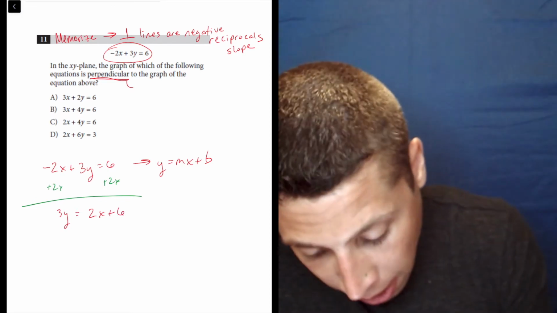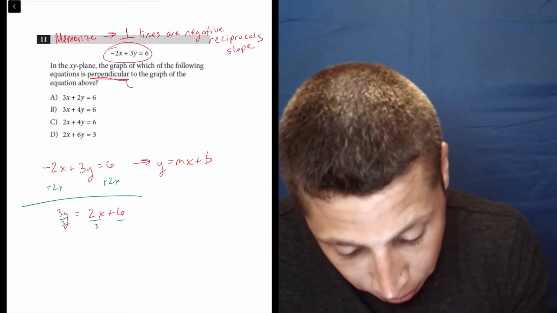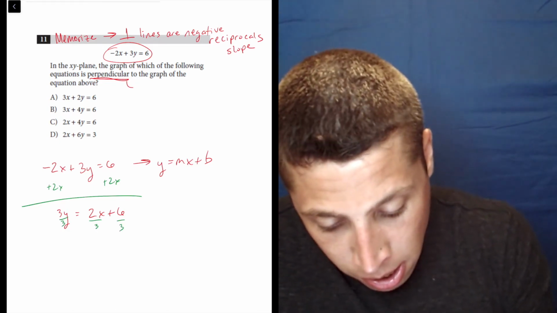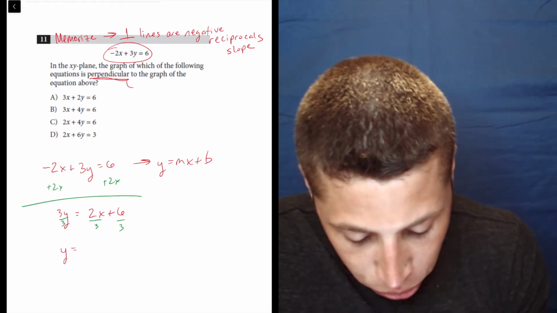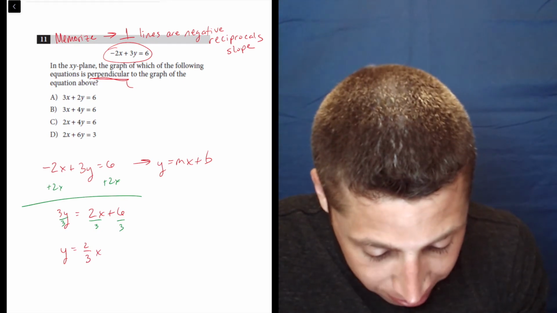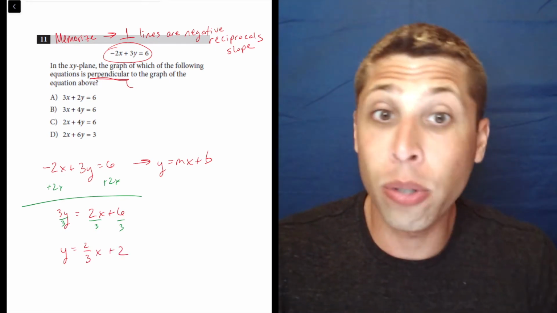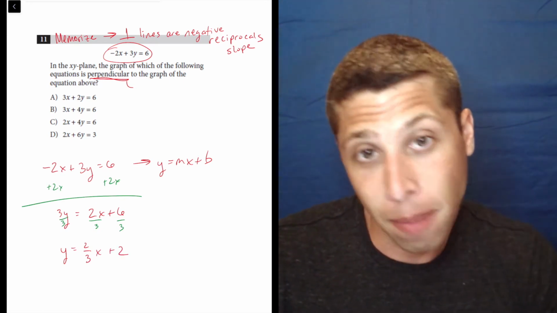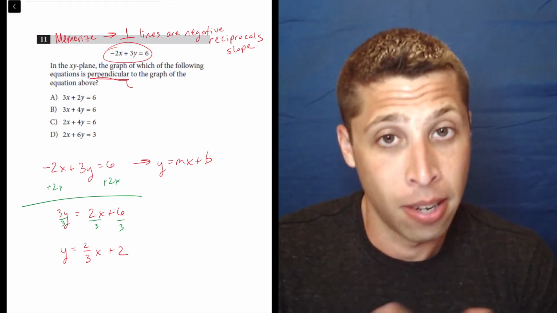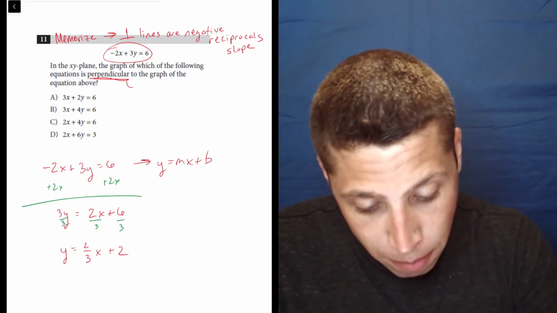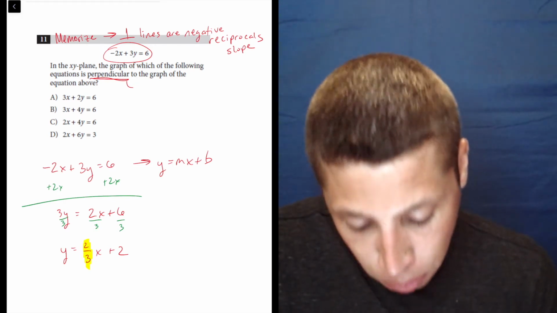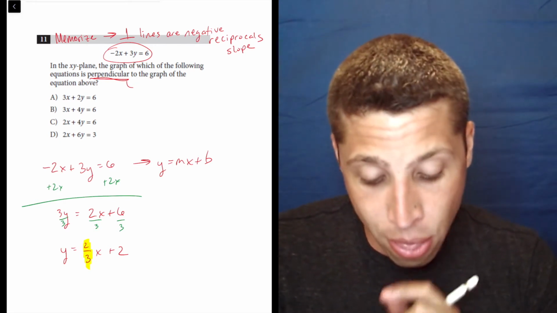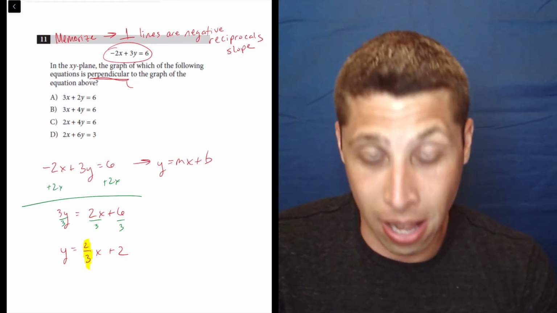And then we divide by 3. We've got to divide everything by 3. And that's going to get us y is equal to 2/3 x plus 2. Now the plus 2 does not matter. That is the y-intercept. Sometimes it's going to be a nice number, sometimes it'll be a messy number. The thing that matters here is the slope, 2/3. That is the slope of this line.